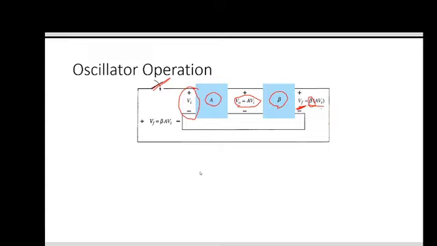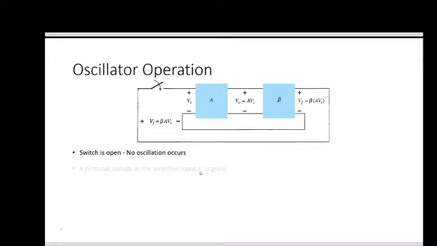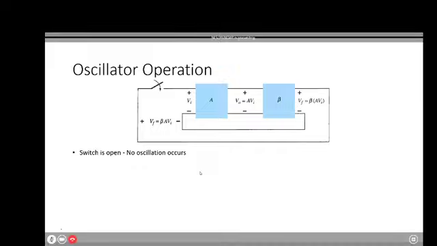This is when the switch is open. When the switch is open, no oscillations occur. That means you are giving some input and you are getting some output at the amplifier. That amplifier is with the gain A, and you have the feedback network. This feedback network will also have some gain, or we call that an attenuation, for some purpose.